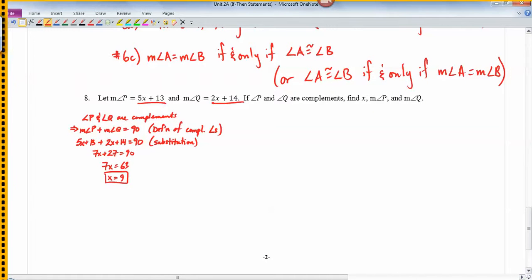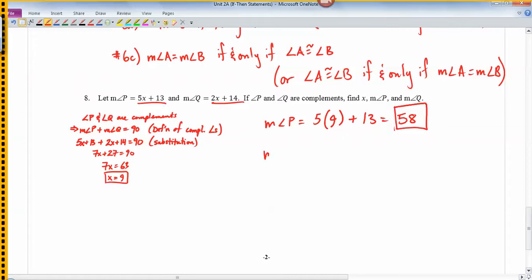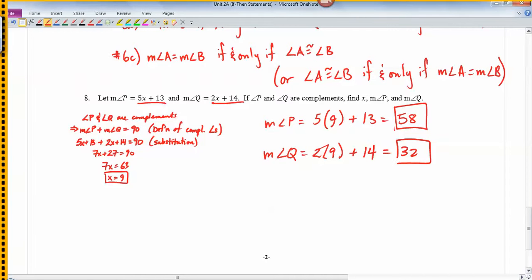Okay, so now we need measurement of P. Well, P is 5 times 9, because that's x, plus 13. So that's 45 plus 13, which is 58. And then measurement of Q is going to be 2 times 9 plus 14. So that's 18 plus 14, which I think is 32. Let me double check that. Yeah, 32. And then a quick check, you know these two added together better be 90, which is what they end up being. So these are all good here.